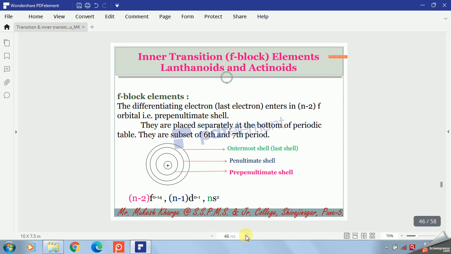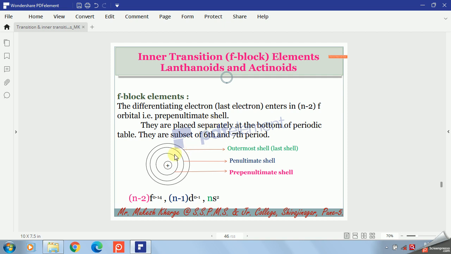Next is the inner transition F block elements, or they are also known as lanthanides and actinides. So they are known as F block elements. What is an F block element? The element in which the differentiating electron, that is the last electron, enters the (n-2) f orbital. So n-2 is the pre-penultimate shell.